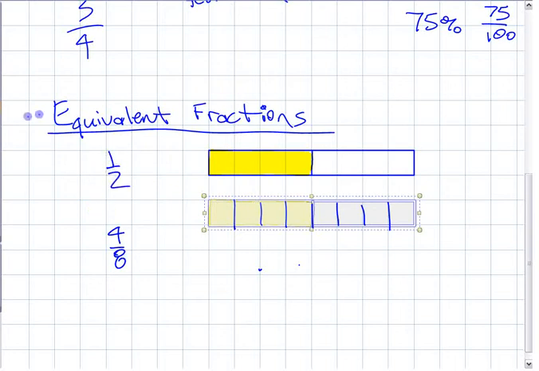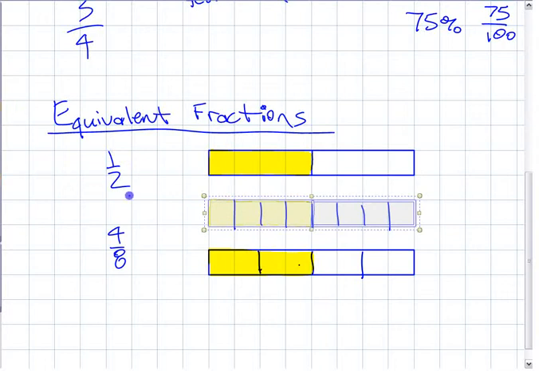Or I could have drawn it as, I could have had my rectangle like this. I won't try to copy and paste. It took longer and it didn't even work anyways. I could cut it into 4, and I could say I have 2 of those 4, right? Those are all equivalent fractions.